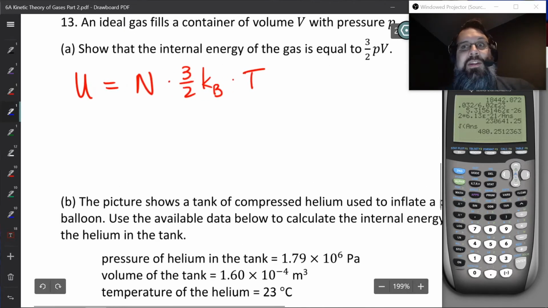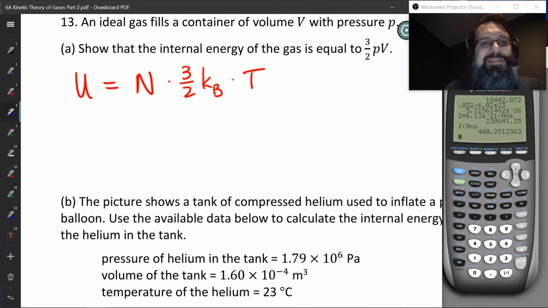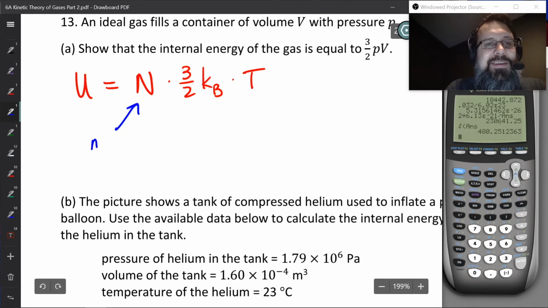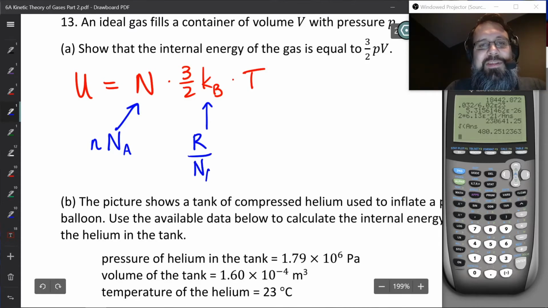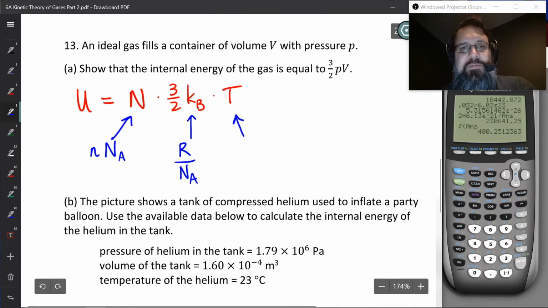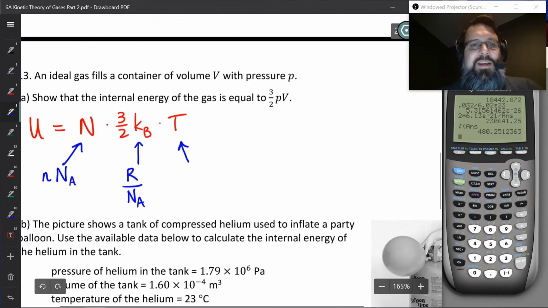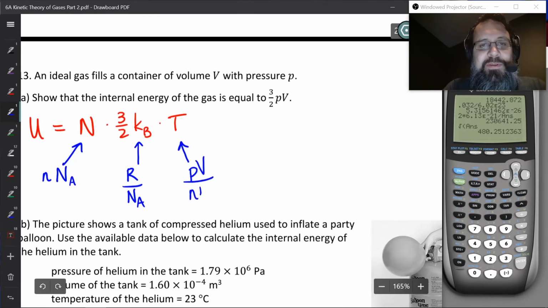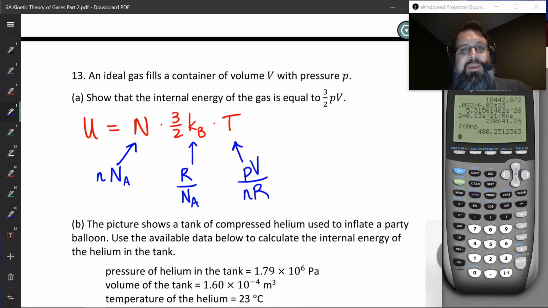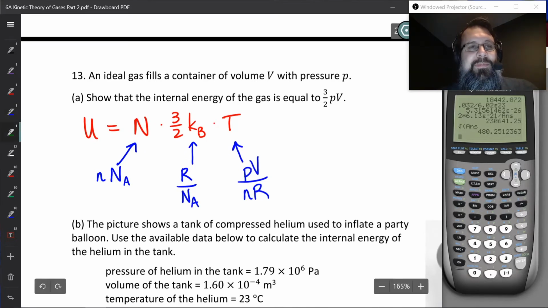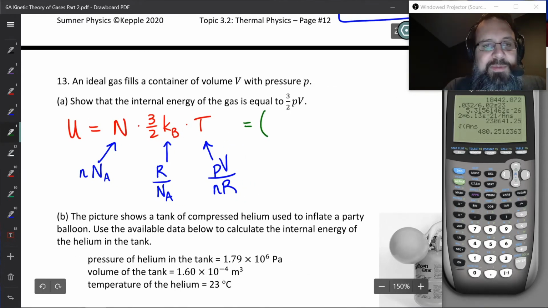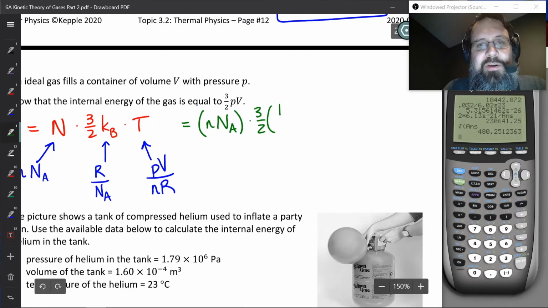Yeah, that's correct. And now what we're going to do is do a boatload of substitutions. The first substitution is that the number of particles is the number of moles times Avogadro's number. The second substitution is that Boltzmann's constant is R divided by Avogadro's number. And the last substitution is what we solved for T earlier using the ideal gas law, which is up here: T is PV over number of moles times R. If we do all these substitutions, we're going to end up with 3/2 pressure times volume. Let's do it. First up is substituting N, which is little n times Avogadro's number. Next up, we're going to have 3/2 times Boltzmann's constant, which is R over NA.